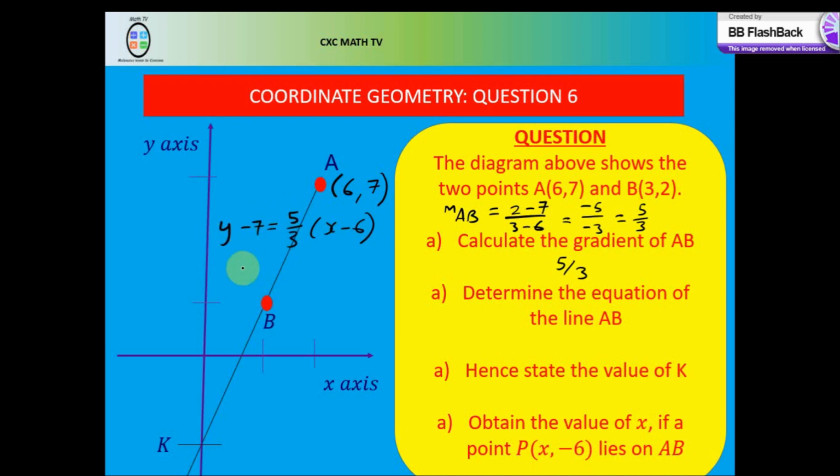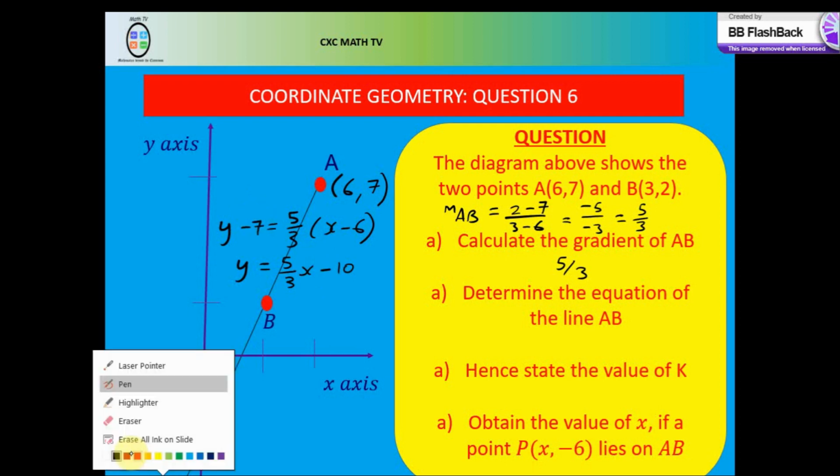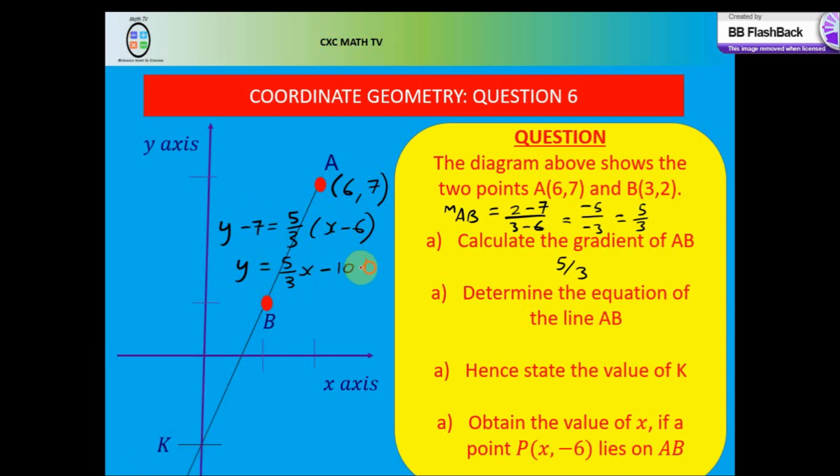From that, we can go ahead and make y the subject. So y is equal to 5 over 3x, then 5 over 3 times minus 6. 5 times 6 is 30, 30 over 3 is 10, so that's minus 10. Then we'll add 7 to both sides. When we add that 7 to both sides, it works out to be y is equal to 5 over 3x minus 10 plus 7, which is minus 3.